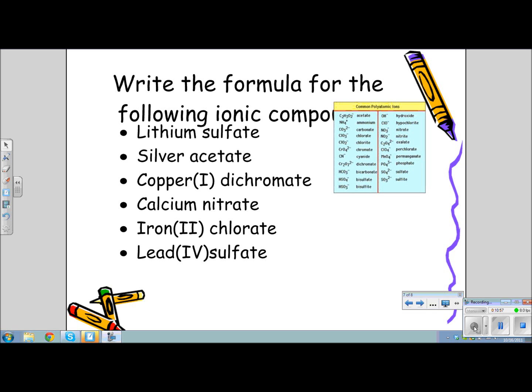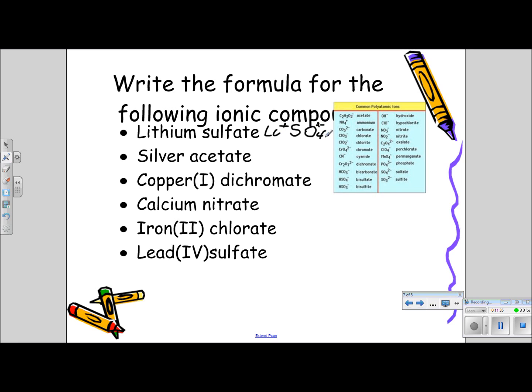All right, so now it's time to write the formula of the compound given the name. The first one listed is lithium sulfate. So this is what we will do. Lithium, we write Li, and then we look up sulfate. It's SO4 2 negative. We know the lithium is a positive 1, and sulfate SO4 is a negative 2, or 2 negative.